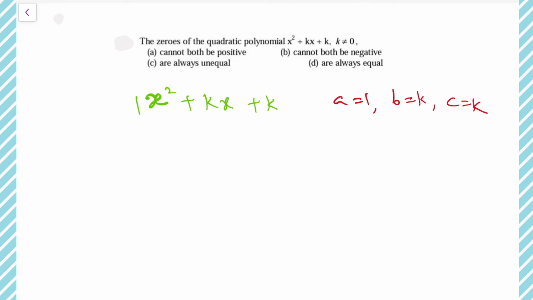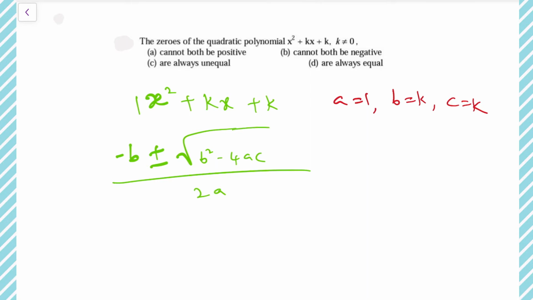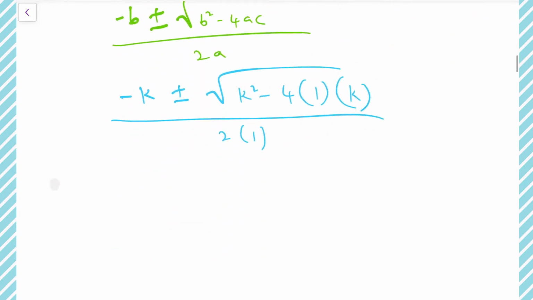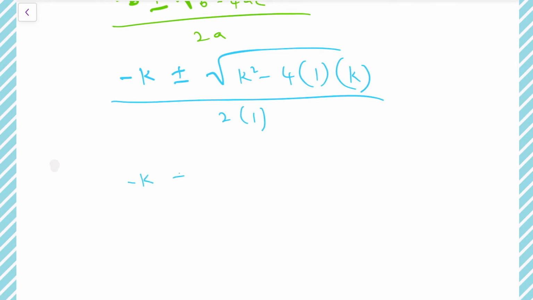So now I will substitute these in our formula. What is the formula we have? Minus b plus or minus under root b square minus 4ac whole divided by 2a. So simply let us substitute in this. Minus b is nothing but minus k plus or minus under root b square, that is k square, minus 4 into a value 1 into c value k, whole divided by 2 into 1. So if we simplify this further, minus k plus or minus under root k square minus 4k whole divided by 2.